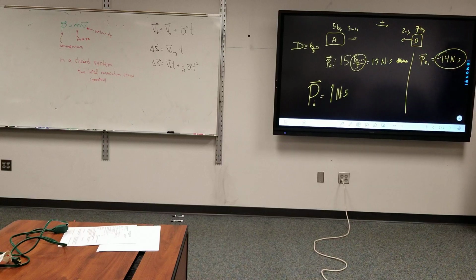All right. Anyone have a question about how Ellie came up with 1 Newton second? Because she would be happy to explain, I'm assuming. 15 plus negative 14. Yeah. Well, you're asking me, it sounded like, 15 plus negative 14. There we go. Just add them up. Now, the tricky part. What's the total momentum after the collision?